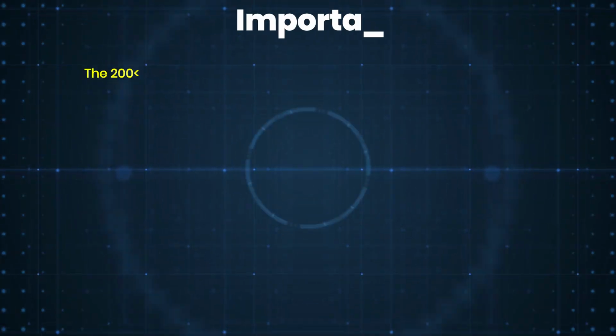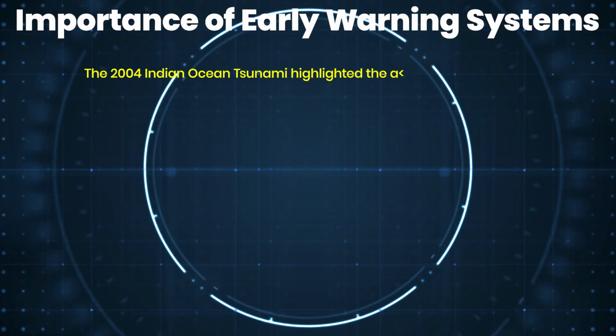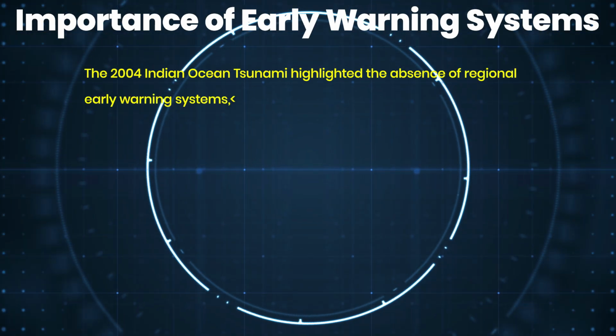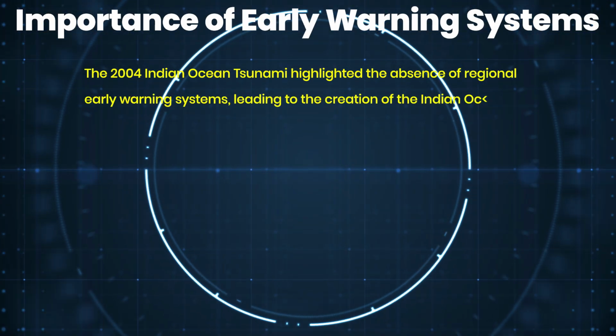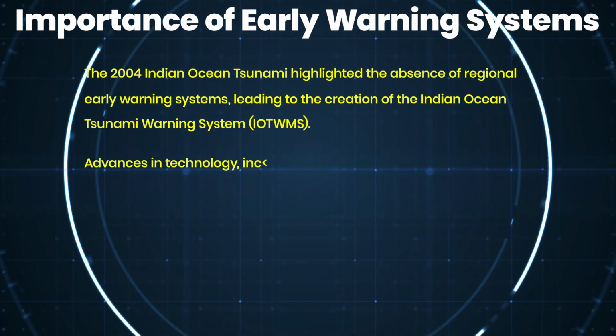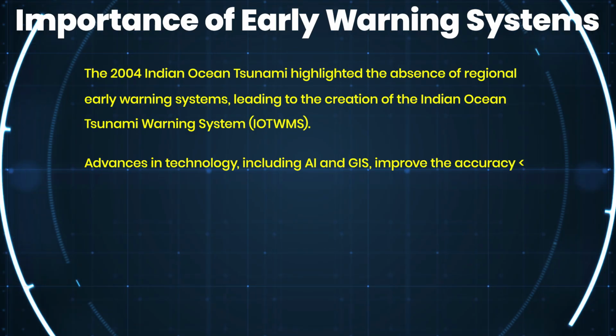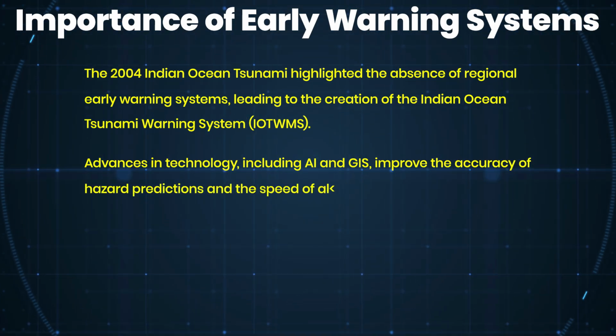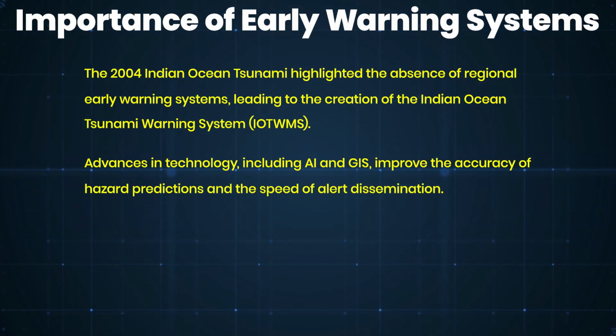Importance of early warning systems. Early warning systems provide critical lead time, enabling communities to take preventive action, reducing casualties and damage. The 2004 Indian Ocean tsunami highlighted the absence of a regional early warning system, leading to the creation of the Indian Ocean Tsunami Warning System. Advances in technology including AI and GIS improved the accuracy of hazard prediction and the speed of alert dissemination.